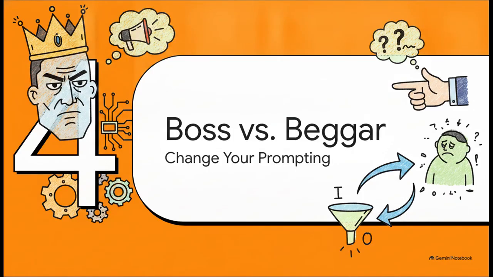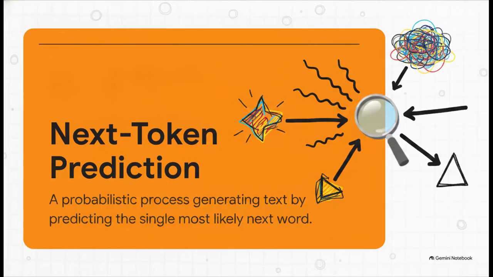Which brings us to section 4, the boss versus beggar. Okay, we've talked about how the machine searches. Now we absolutely need to talk about how we actually speak to the machine. I call this the boss versus beggar paradigm.